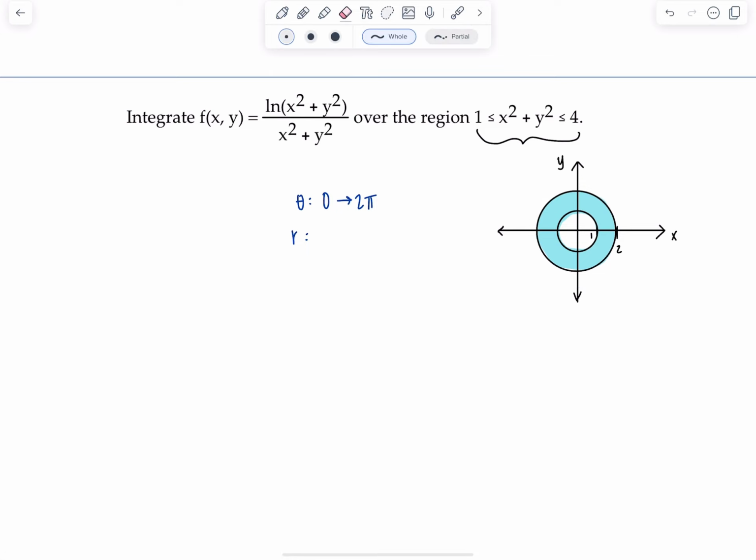Let me erase this. Again, I told you, start from the center, draw a line out. Where it hits first is the lower limit. Where it hits second is the upper limit. Well, it's going to go from 1 to 2. That might have been obvious without drawing the line, but you'll see.